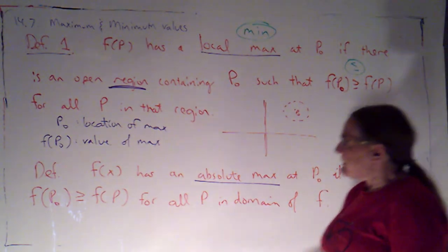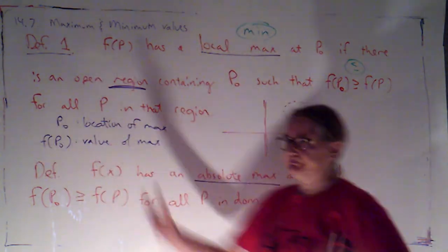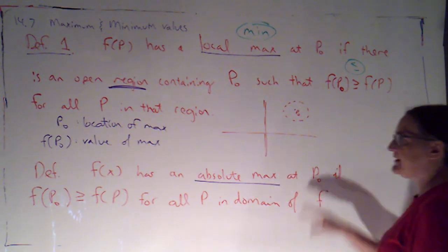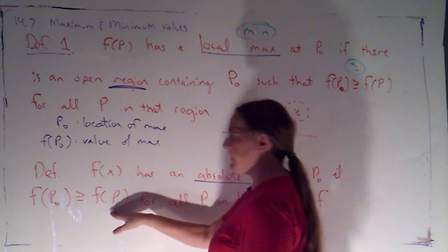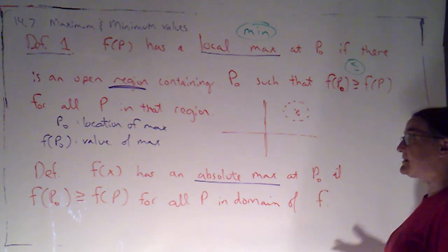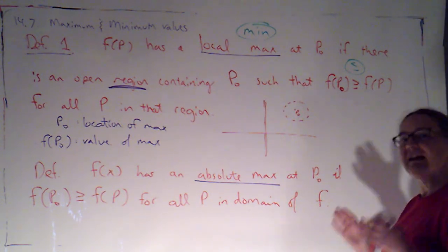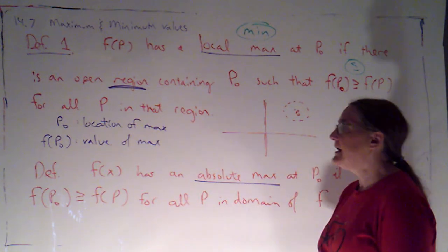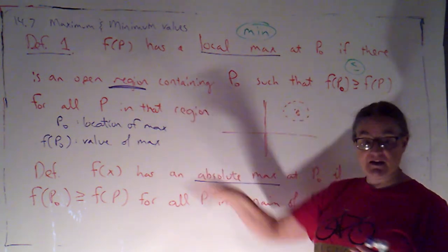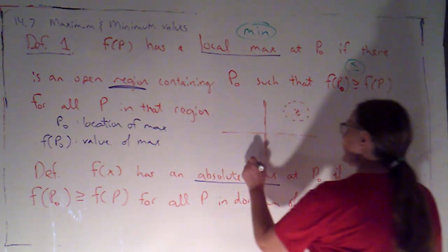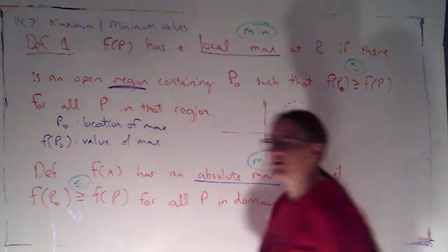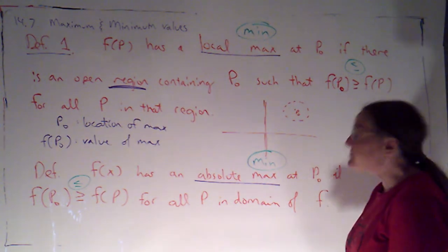And then the next definition isn't given a number in your book, but it's an important definition. It says f of x has an absolute max at p naught if the function evaluated at p naught is bigger than or equal to f of p for all p in the domain. So that means I don't need to be at an interior point. If my domain has some sort of a boundary, boundary points count. Again, with this definition, p naught is the location, f of p naught is the value. And again, if I wanted to describe an absolute min instead of an absolute max, I would simply reverse the inequality. So those are our definitions.